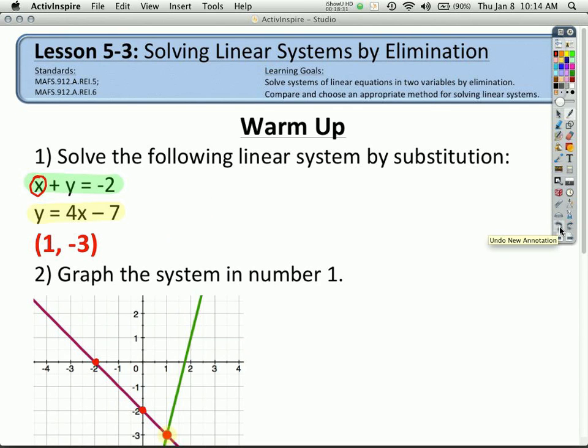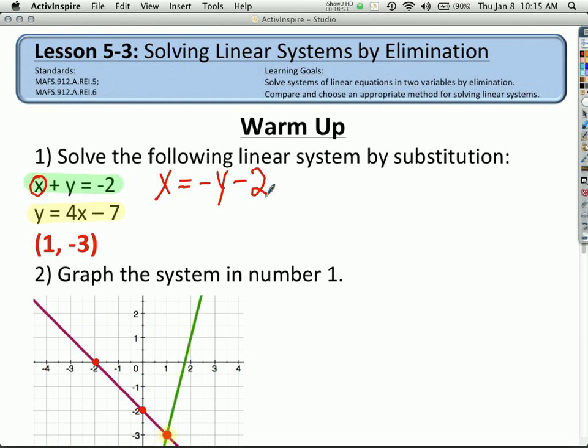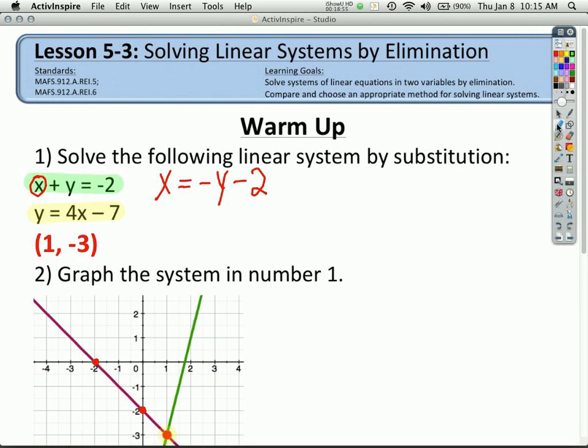I got negative 3. I didn't get the x. Yeah, because you had rewritten something I had seen on your paper. What was your revised equation that you had written? I think you had done the first one. Yeah. What did you change it to? X equals negative y minus 2. Here's where you got tripped up, I think. I think you got tripped up right here.